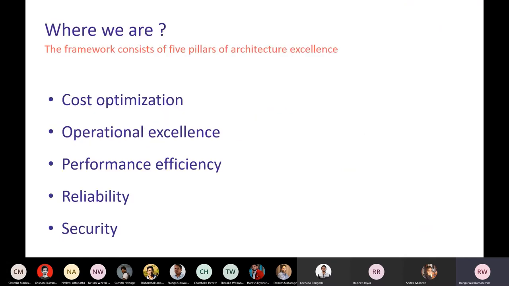So I'll start with where we are at the framework. This Well Architected Framework has five pillars of architecture excellence. I bet most of you have been through the other sessions, so cost optimization, operational excellence, reliability and security have been already done. So this is the last one, apparently, the performance efficiency.